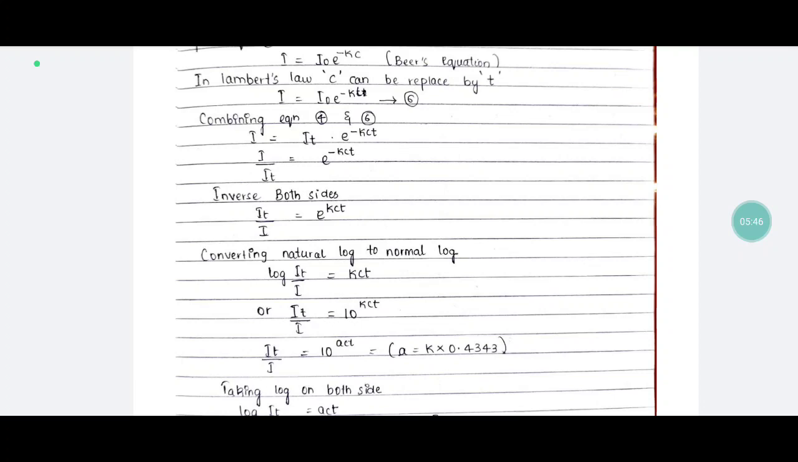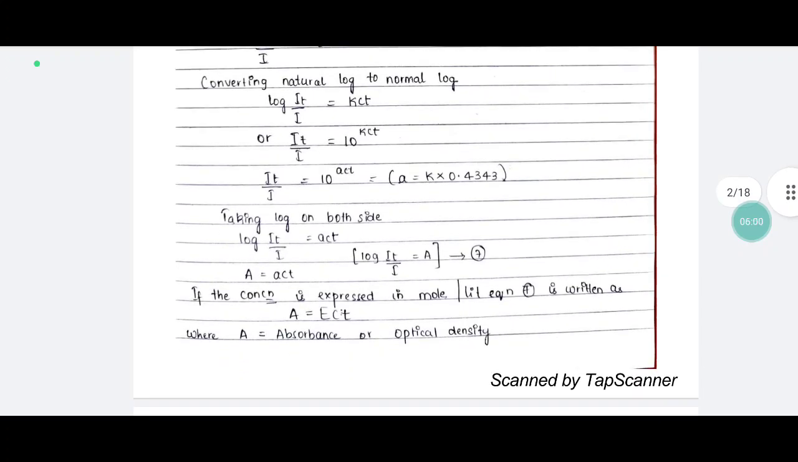I_t divided by I is equal to 10 to the ACt, where A is k into 0.4343. So taking log on both sides, log I_t divided by I is equal to A, which will become equation number 7.